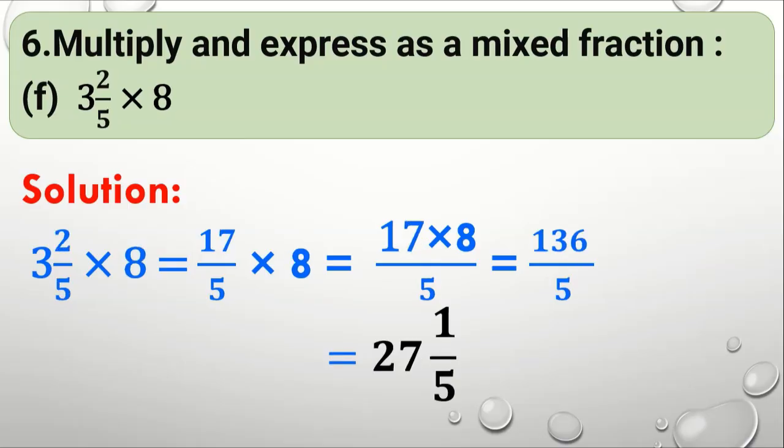Next, 3 and 2 by 5 into 8. 3 and 2 by 5, we will convert into a simple fraction, that is 17 upon 5 into 8. Then 17 into 8 is 136 upon 5. Then we will convert that into a mixed fraction. So it is 27 and 1 by 5.